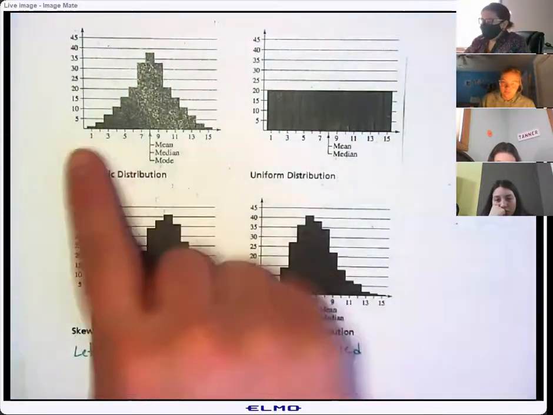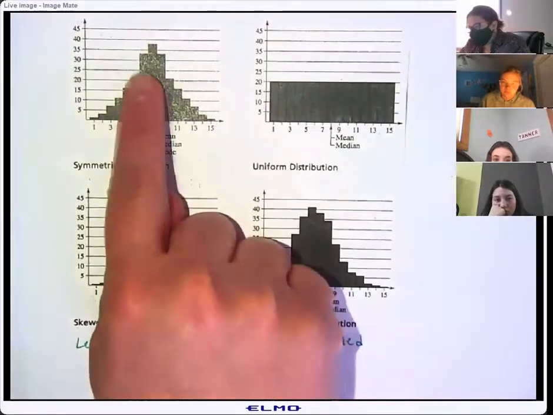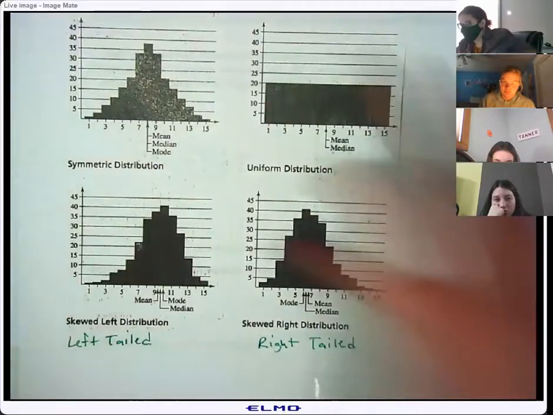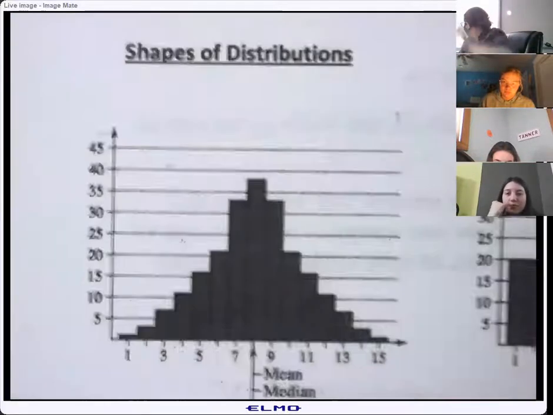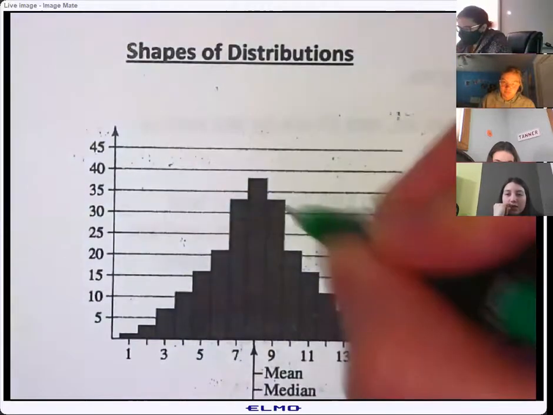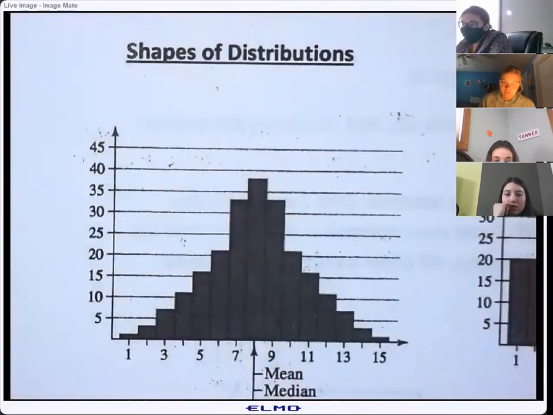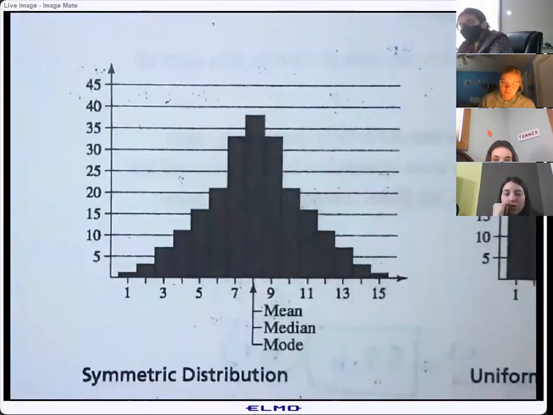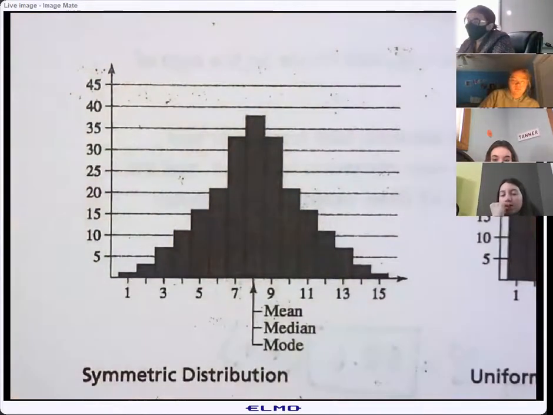Symmetric, by the way, doesn't have to be perfect. You see how this isn't perfect? It's pretty close, but if we zoom in here, you see this height on this side doesn't quite match the height on that side. It doesn't have to be perfect to be symmetric. It has to be pretty close to a bell curve, or even on either side.